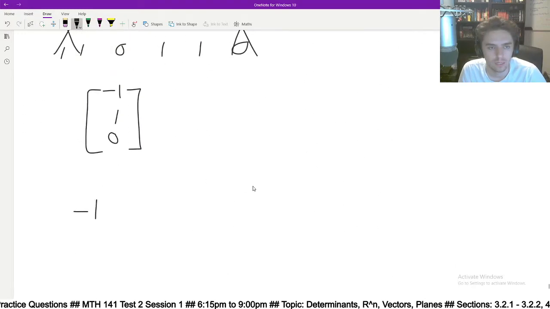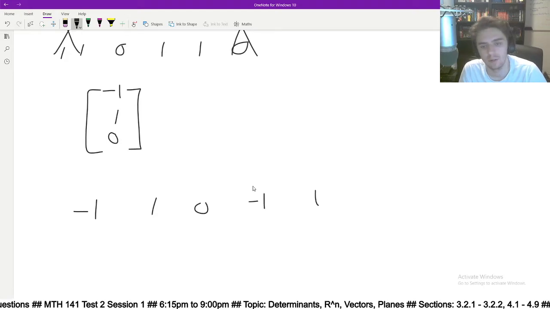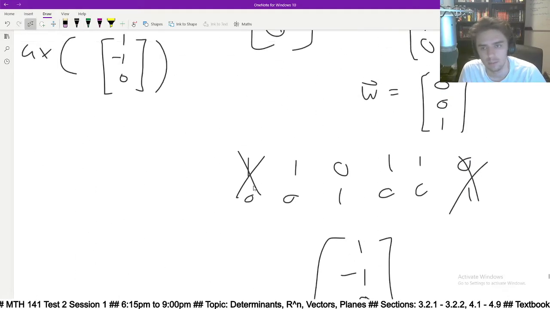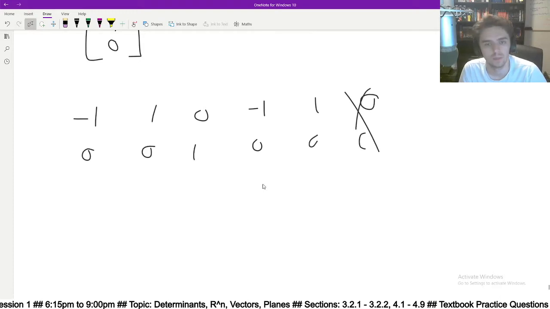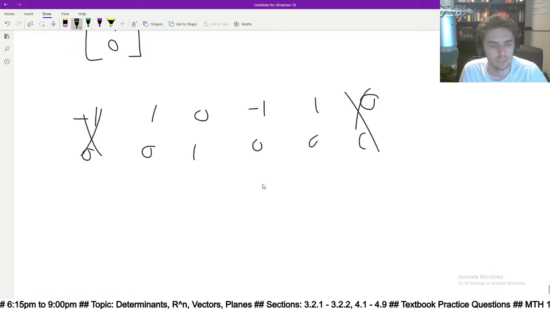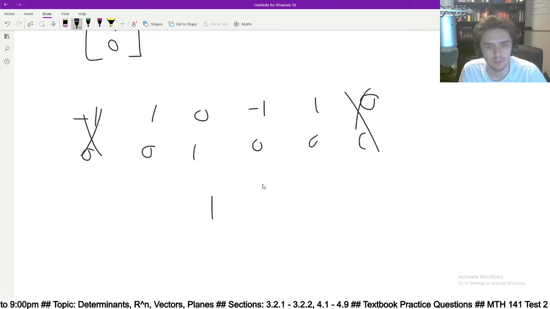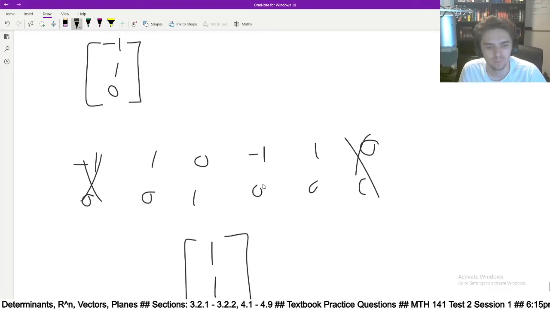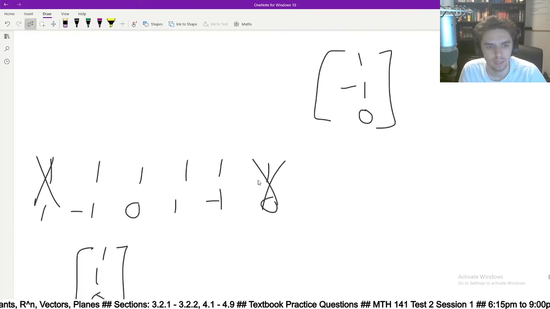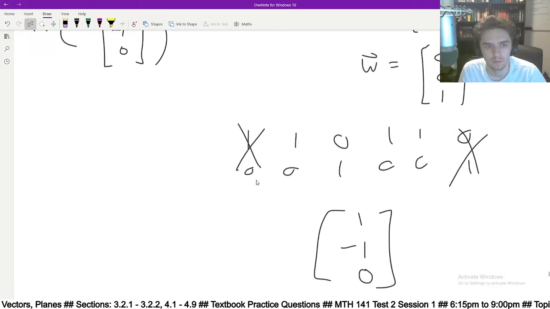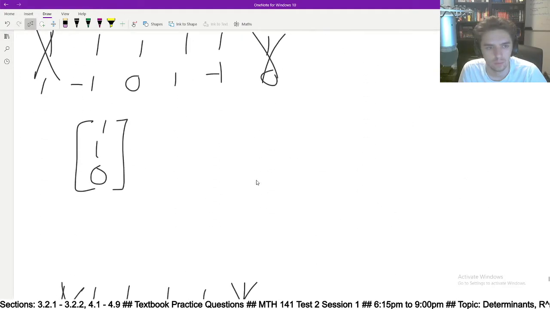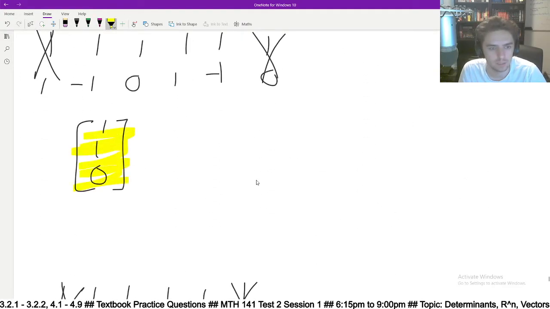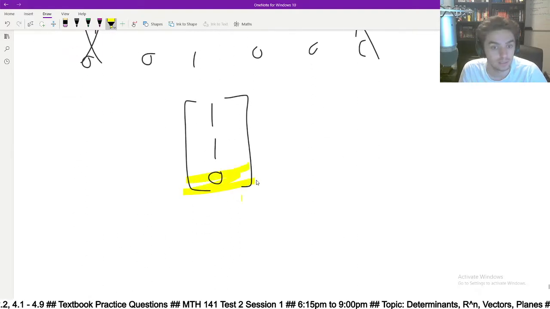So negative 1, 1, 0, and w was 0, 0, 1. So this cross product will be 1 minus 0, 0 plus 1, 0 minus 0. And so you see, u crossed by v was 1, 1, 1. Sorry, I didn't write it very clearly. This was our answer for the first part, 1, 1, 0. Oh, and it's the same thing.